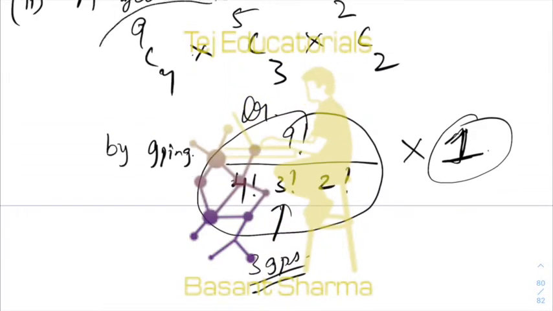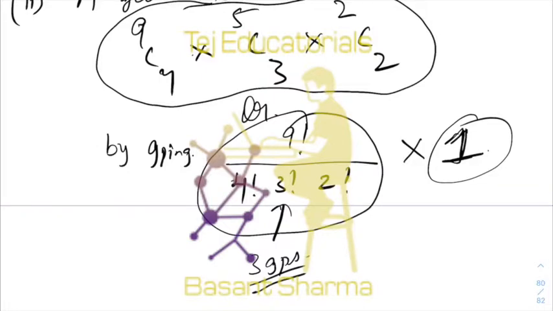Now in the first method, either you can use this thing or you can use grouping. Both of them are equivalent, they are the same methods only. It's just a different way of understanding the concept.